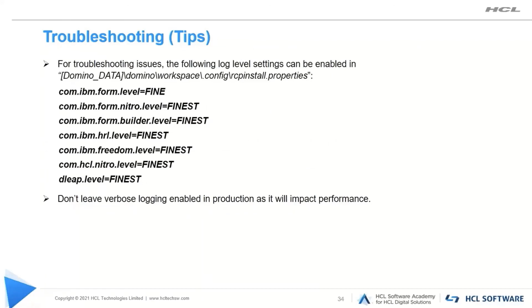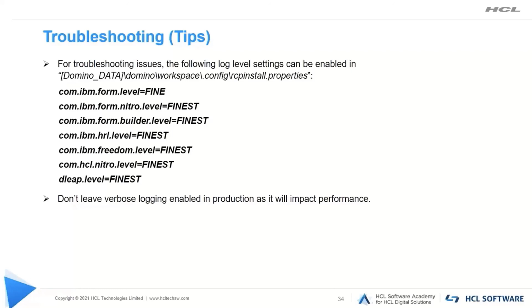You can enable the verbose logging by adding the lines shown in this slide marked in bold to the rcp.install.properties file stored in the Domino data directory in the path domino workspace.config. You can set the log level setting to fine, finer, or finest. You should not keep the verbose logging enabled on the production server as it generates huge logging and could have significant impact on the Volt performance.